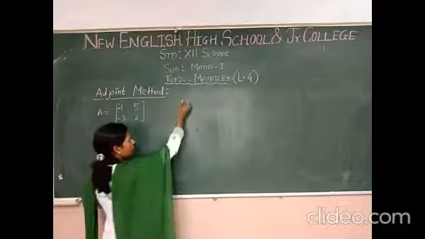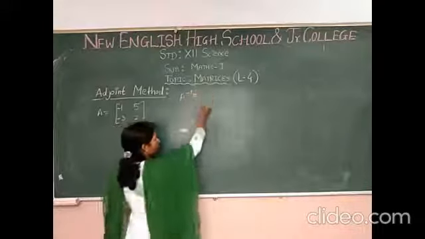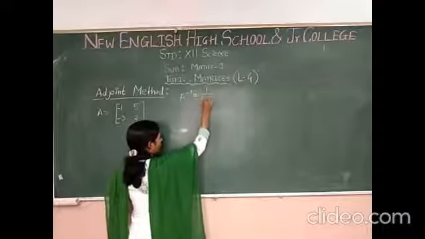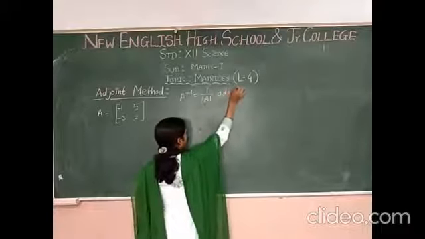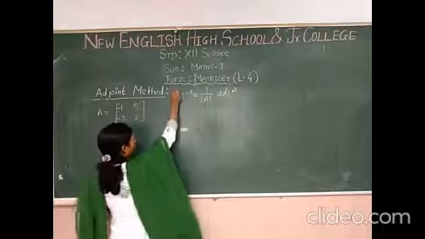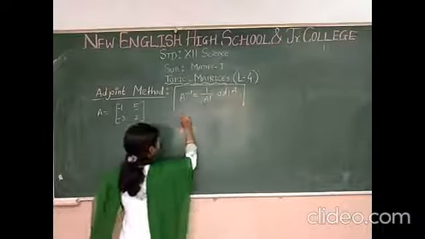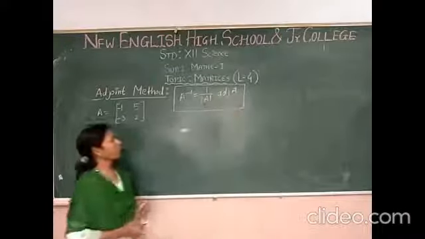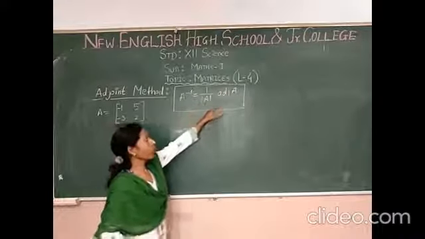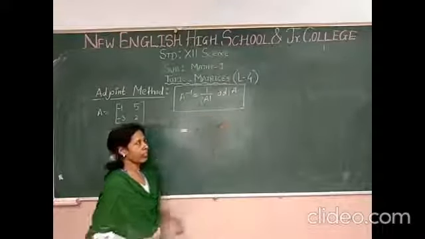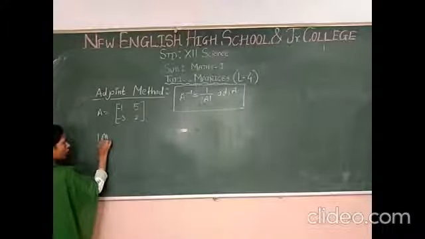What is the formula? See, A inverse equals to, please note down this formula, 1 upon determinant of A into adjoint of A. Please note down this formula. A inverse equals to 1 upon determinant of A into adjoint of A. First we will find the determinant of A, then we will find the adjoint of A. Children, let us find out one by one. What is the determinant of A over here?